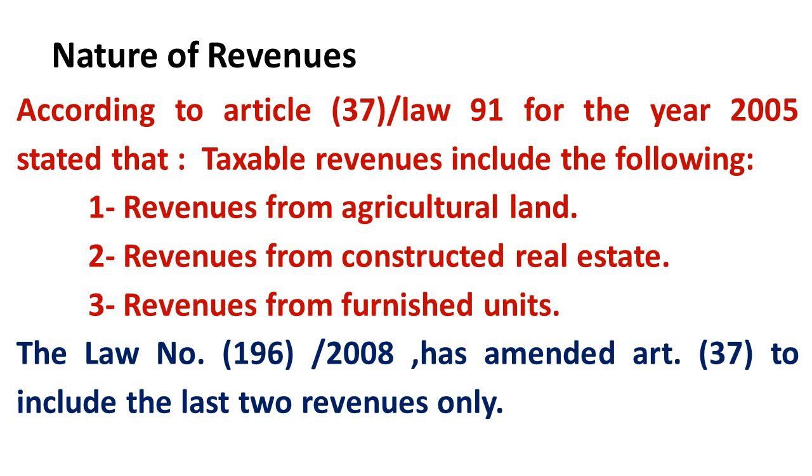Nature of revenues. According to Article 37 of the Law Number 91 for the year 2005, taxable revenues include the following: revenues from agricultural land, revenues from constructed real estate, and revenues from furnished units. But the Law Number 196 for the year 2008 has amended Article 37 to include the last two revenues only.